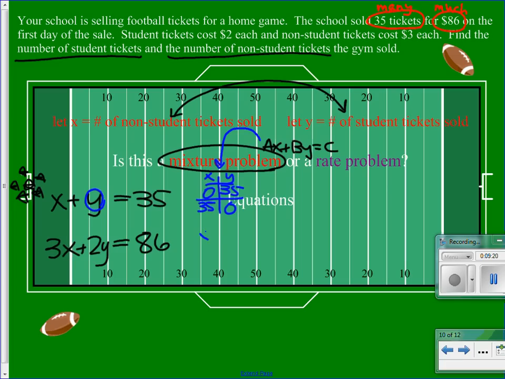And then for my other equation, X and Y, if X is 0, if Y is 0. If X is 0, then you've just got 2Y equals 86. That means you only sold student tickets. Well, that's 43 tickets. If you only sold non-student tickets, I know this isn't going to be pretty, but it's a whole lot easier. When you take 86 divided by 3, you get what? 28.6 repeating. I know it seems nasty right now, but trust me, this is so much easier.